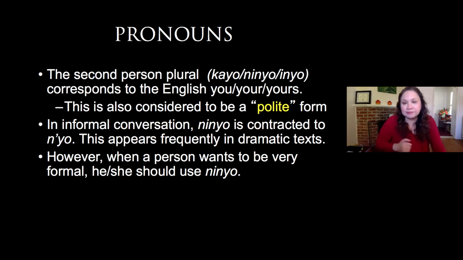Okay, let's move on. So let's look at the second person plural, which corresponds to the English you, your, and yours. Now, this is also considered to be a polite form. So you use the second person plural when you're talking to a stranger, or when you're talking to an older person. In informal conversation, ninyo is contracted to nyo, and this frequently appears in dramatic text or scripts and so on and so forth. However, when a person wants to be very formal, he or she should use ninyo.